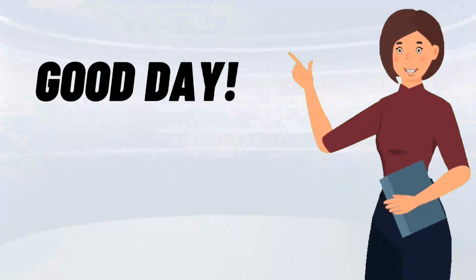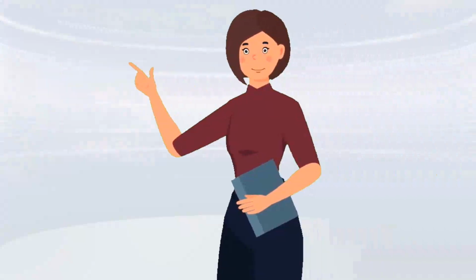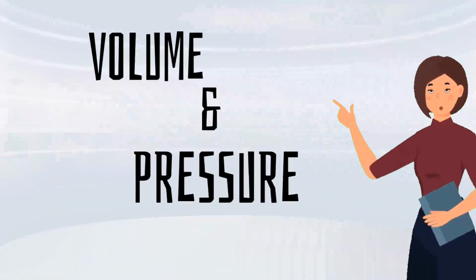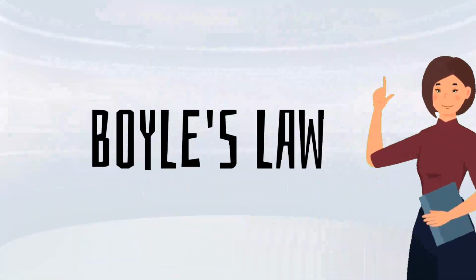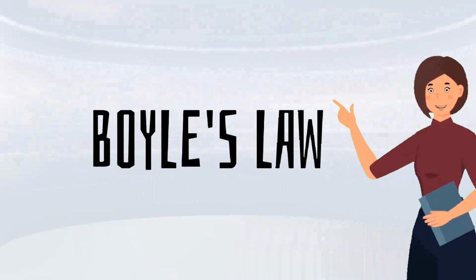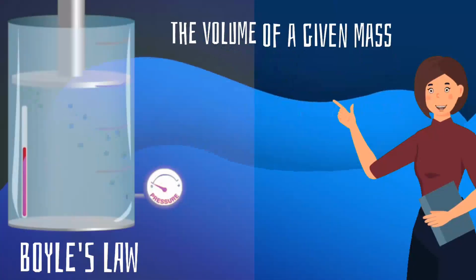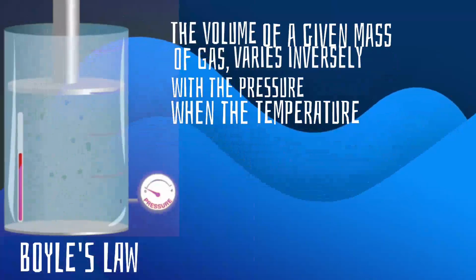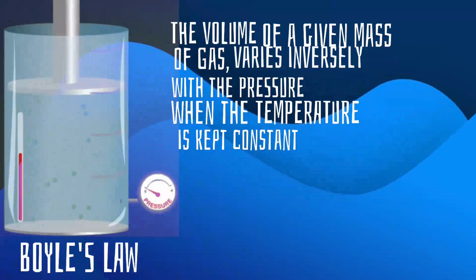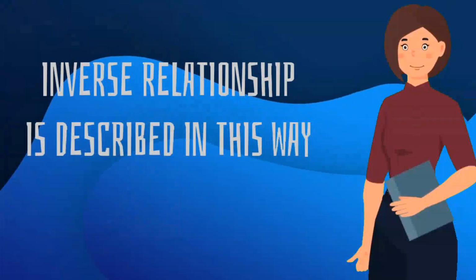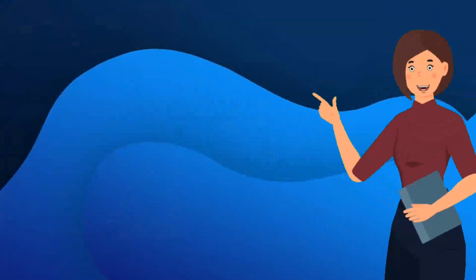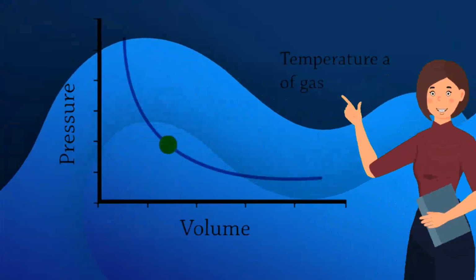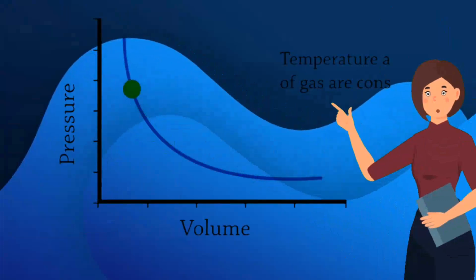Prudenciano. Today, we're going to investigate the relationship between volume and pressure of a gas, which is called Boyle's law. Boyle's law states that the volume of a given mass of gas varies inversely with the pressure when the temperature is kept constant. The inverse relationship is described in this way. If one variable increases in value, the other variable decreases.